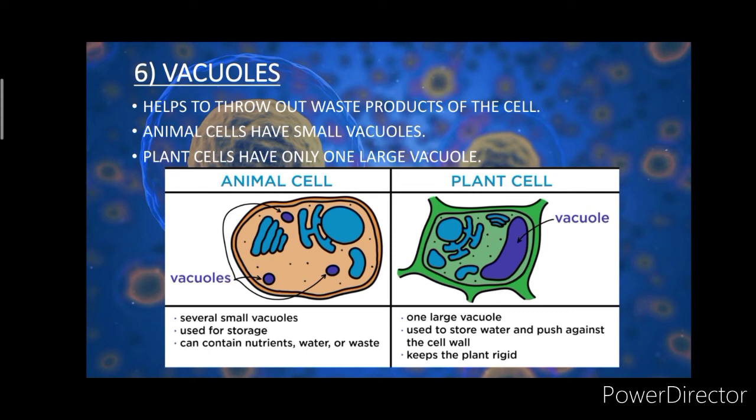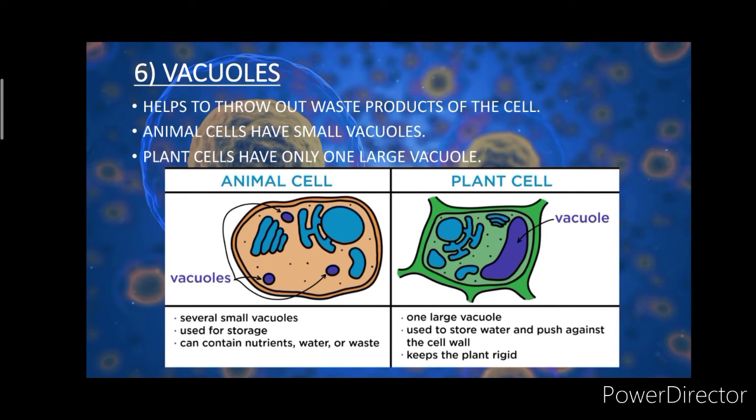As you can see in the picture, the first one is an animal cell and the second picture is a plant cell. In the plant cell, you can see this purple colored elongated structure named the vacuole. It is only one, and it is a larger organelle. Coming to the animal cell, animal cells have smaller vacuoles and they are many in number.